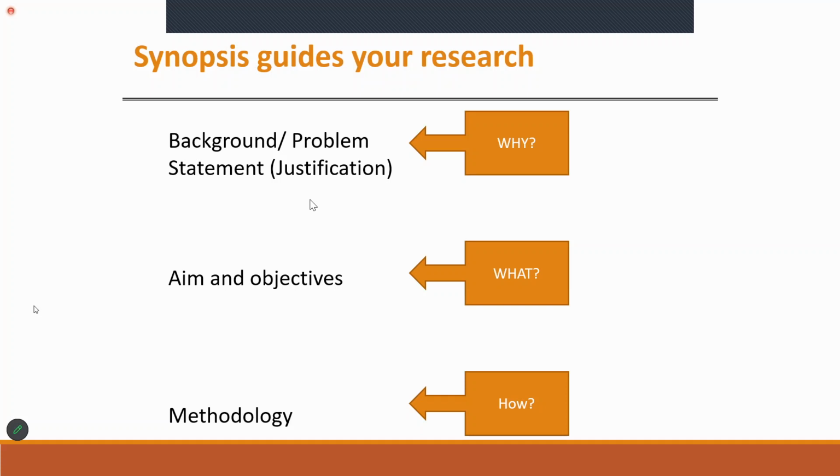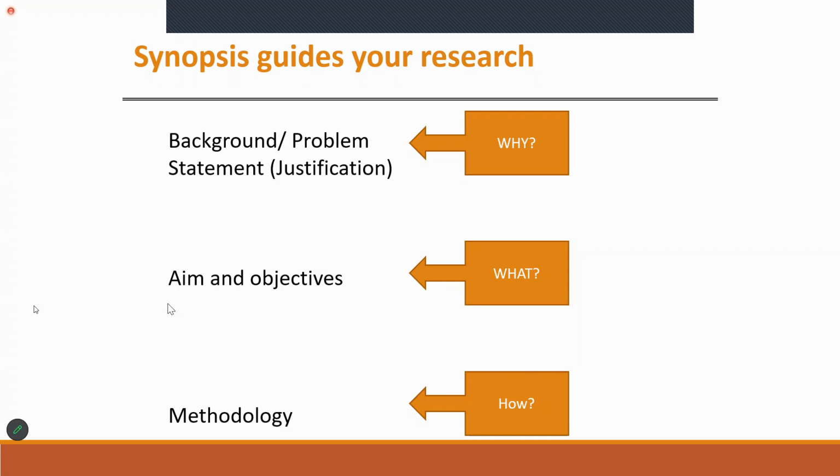So this why aspect will be provided from your background and justification section. You need to justify that there is this type of research problem in this particular area, in the urban development area, and then take that forward. So writing the background and problem statement section will provide the why aspect of your study.